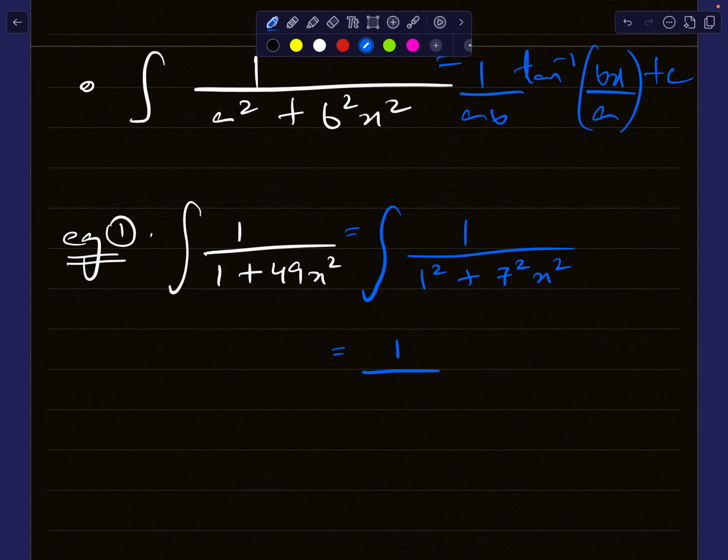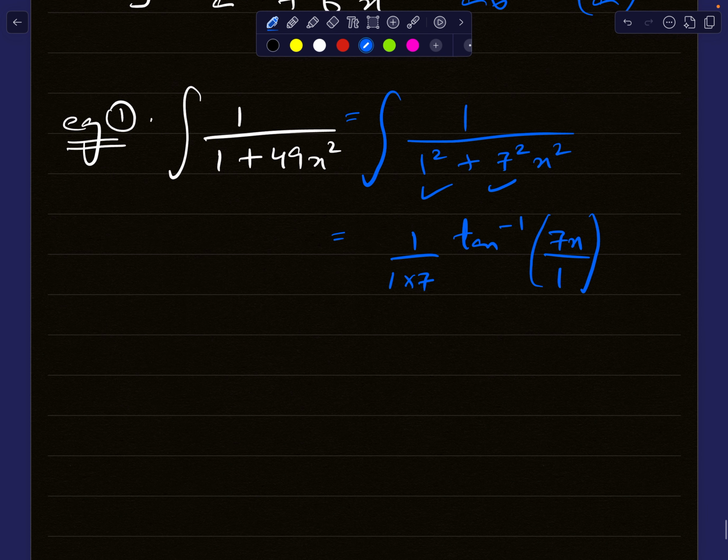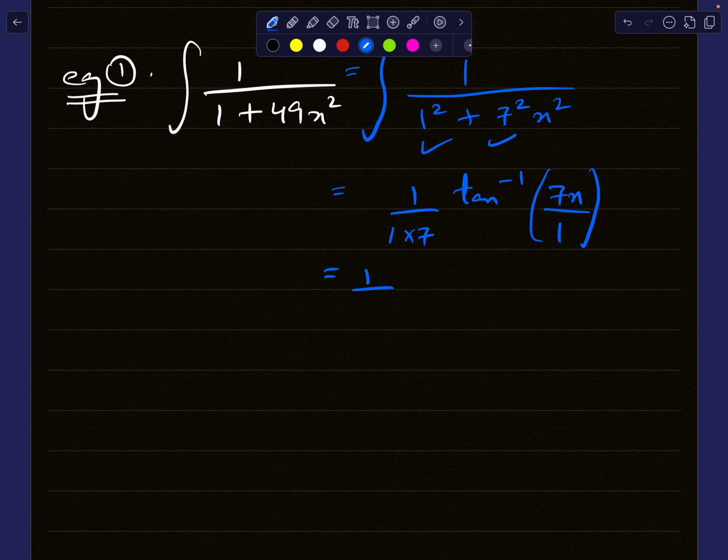So this equals, first of all, you do know that it has something to do with tan inverse. We have a 1 and a 7, so 1 multiplied by 7, and the second thing goes in the numerator, so we have 7x here, and the first thing goes in the denominator. So in its simplest form, we can write this down as 1 over 7 tan inverse 7x, and a plus c since this was integrated.